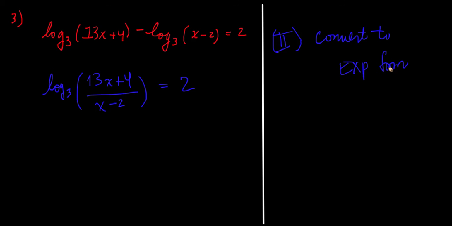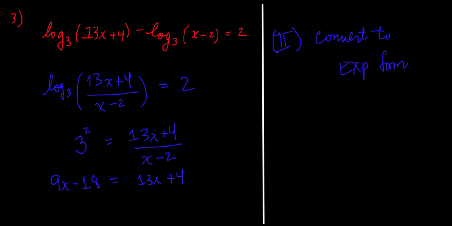And so we effectively get rid of this logarithm. So when we go to exponential form, this is 3 to the second power, this is the base, this is the exponent, is equal to 13x plus 4 divided by x minus 2. So from here on out, it's a relatively straightforward equation, I think. I multiply both sides by x minus 2, so this is 9 times x minus 2. That's 9x minus 18. And this is equal to 13x plus 4.